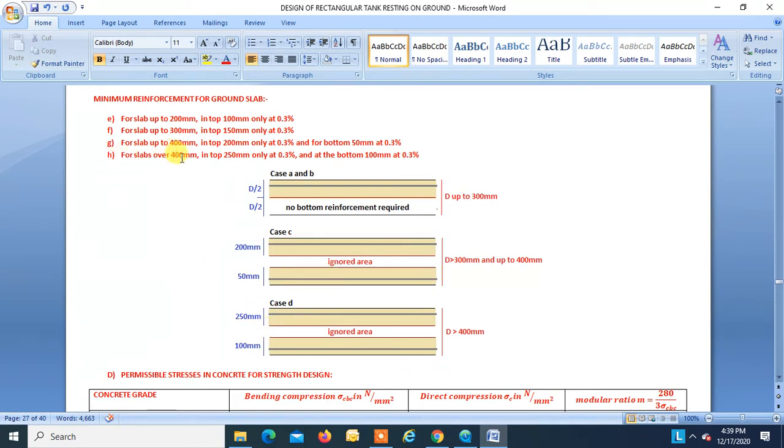Now if the slab is over 400, that is greater than 400, in this case the steel you have to provide at the top is 250 mm into 1 meter cross section area into 0.3 percent, that minimum steel has to be provided along the x-axis and along the y-axis. Similarly, at the bottom 100 into 1 meter into 0.3, both in x-axis and y-axis. So this is the minimum steel that you have to provide for the ground slab.